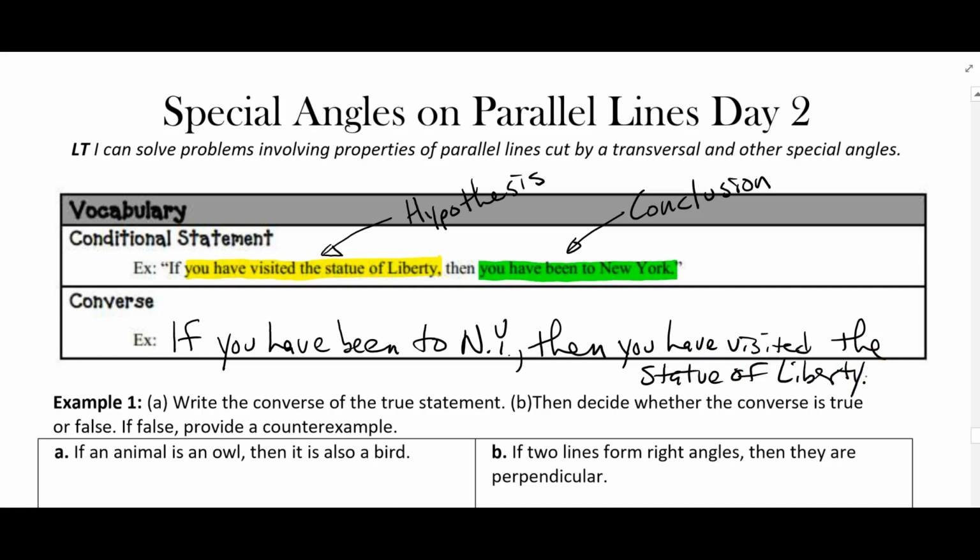Let's take a look at the truth of both of these statements. Our original statement: if you have visited the Statue of Liberty, then you have been to New York. The only way you can visit the Statue of Liberty is if you've been to New York, so that's going to be true. Let's take a look at the converse, though. If you have been to New York, then you have visited the Statue of Liberty. That's not necessarily true, because you could go to New York and not see the Statue of Liberty. So that's going to be false. Sometimes the converse will be true, and sometimes it will be false, so you'll have to figure that out.